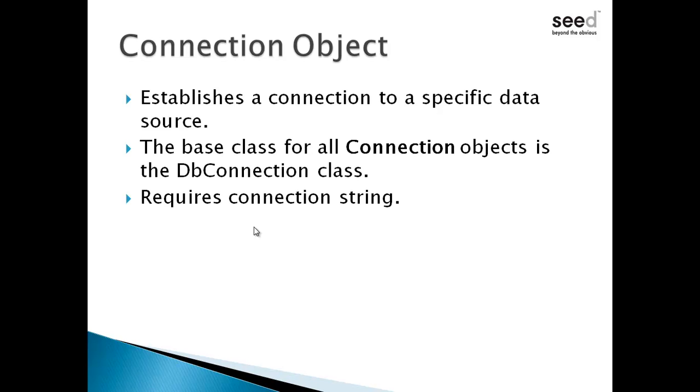And the connection object requires a connection string. The connection string is a string with all the details of where the database resides, means the name of the server, then the name of the database, then if you have used any credentials like login ID and password, all the details are in that connection string, which we have to provide to the connection object.